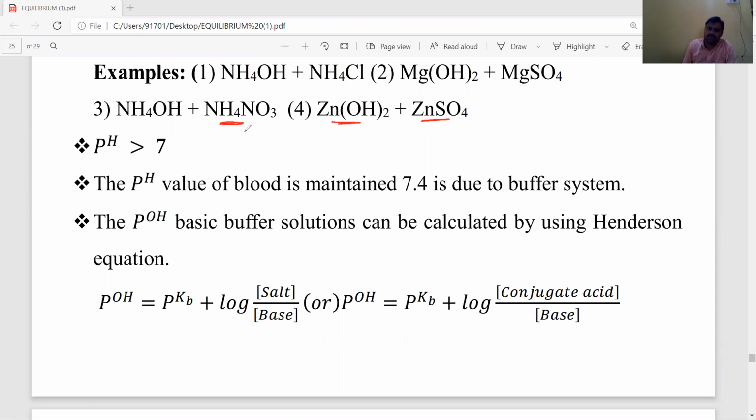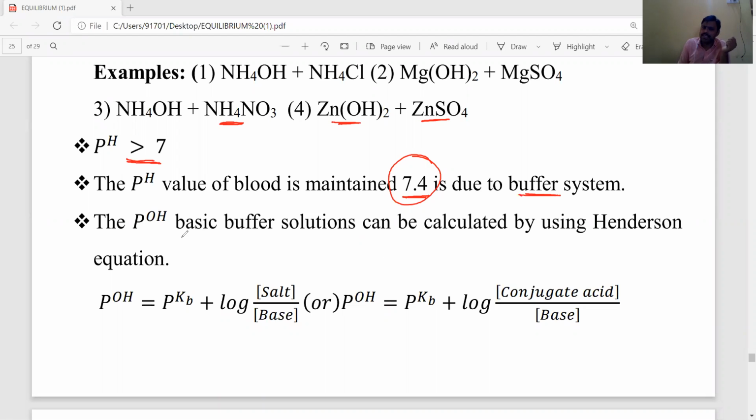Now, the pH of basic buffer solutions is more than 7. For example, the pH value of blood is maintained at 7.4. More than 7 means slightly basic nature. Blood has a slightly basic nature and it is constant, it never changes. That's why it is one example of a buffer system. What type of buffer system, dear students? Blood is a basic buffer solution.